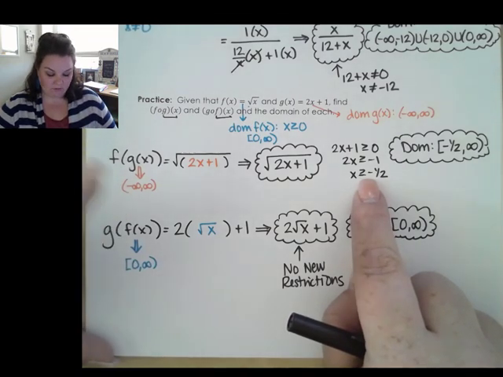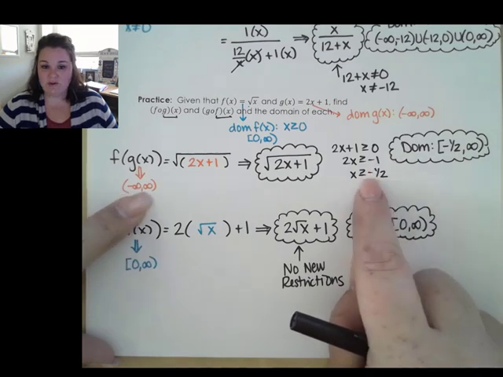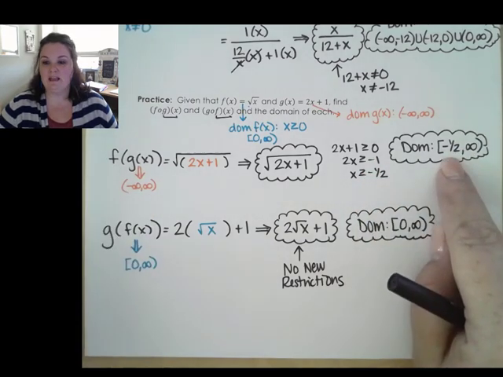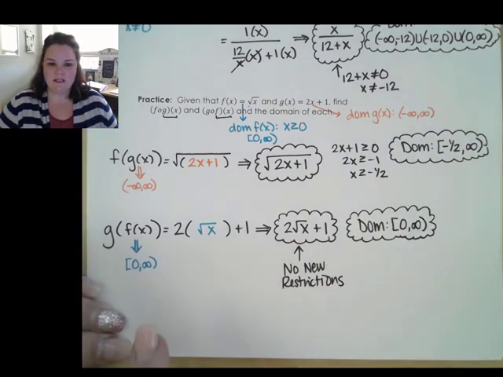So I went from no restriction to restriction. So the most restrictive combination of these two is what my domain is. So that's going to be this one. So my domain is going to be from negative 1/2 to positive infinity. Okay. All right, let's look at the second one.